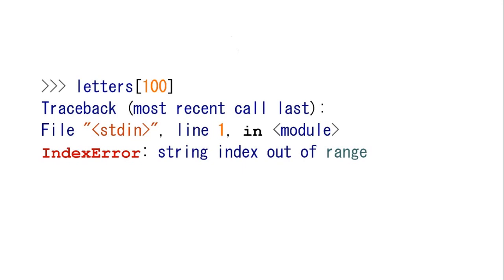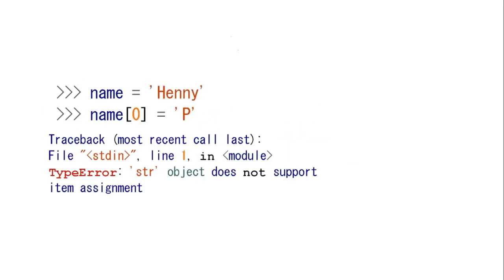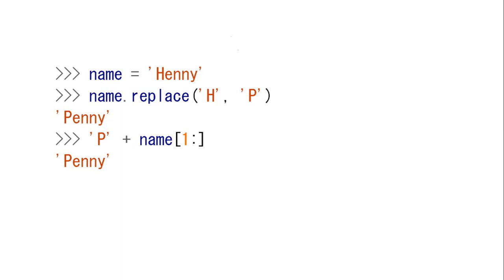Indexing works the same with the other sequence types. Because strings are immutable, you cannot insert a character directly into one or change the character at a specific index. Let's try to change Henny to Penny and see what happens. Instead, you need to use some combination of string functions such as replace, or a slice.